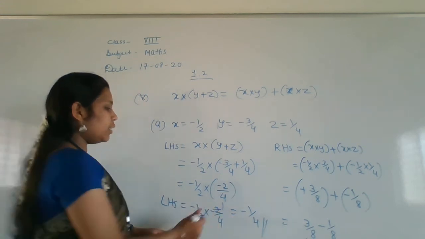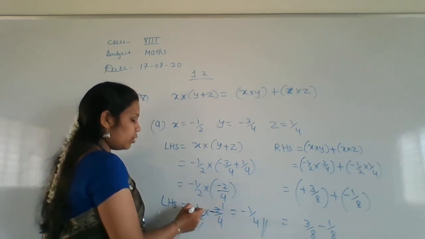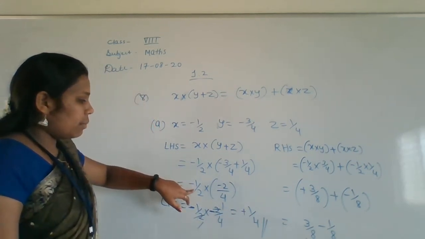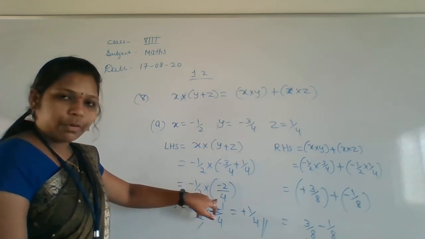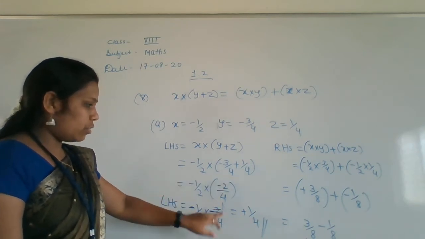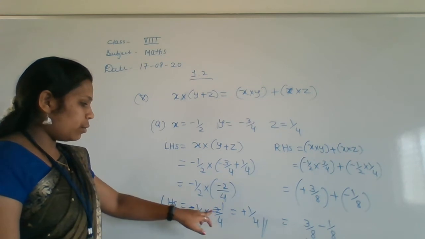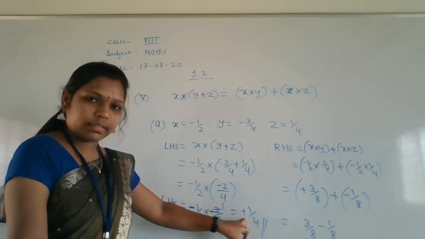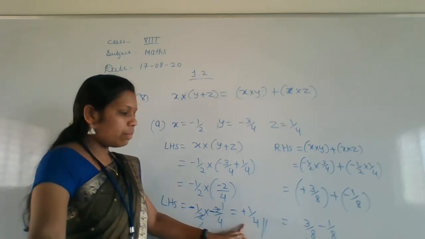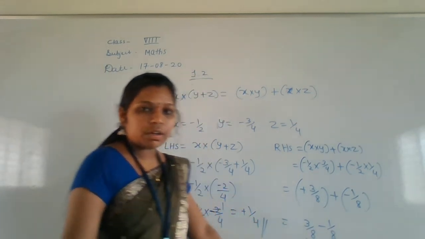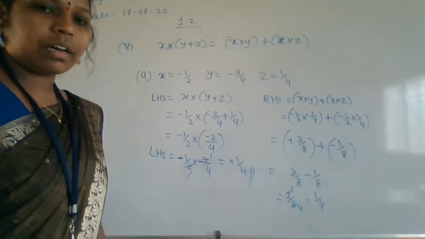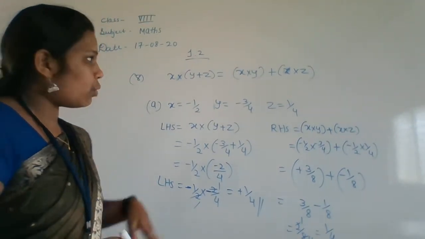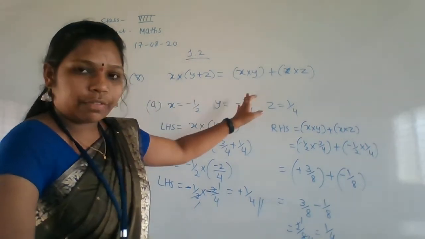Sorry, here minus into minus what? Minus into minus is plus. Okay, observe everyone. Here minus 1 by 2 is there, minus 2 by 4 is there. So 2 ones are 2, 2 twos are 4. So here minus 1 by 2 and again minus 2 by 4. Minus into minus is plus. So 1 by 4 plus 1 by 4. Here also plus 1 by 4. So plus 1 by 4 and plus 1 by 4 means it is satisfied. It's a verified value. So it holds this equation, right?